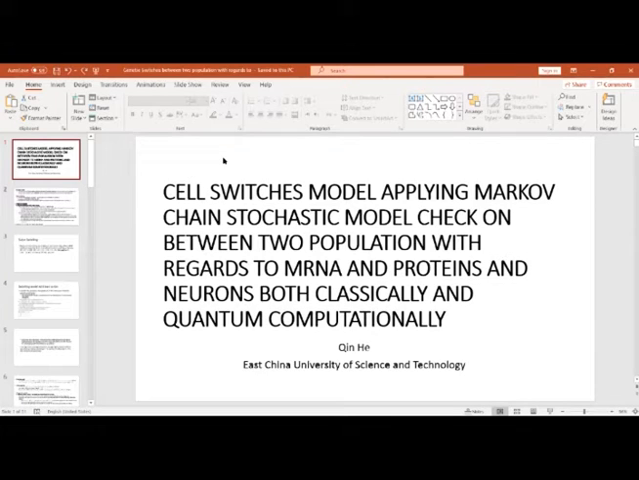So today I will present the representation of the cell switches model, applying the Markov chain stochastic model, a check between the two populations with regard to two specific cases. One is the mRNA and the proteins, and the second is the neuron model. For the second one, there is also some introduction of concepts from quantum computation as well.